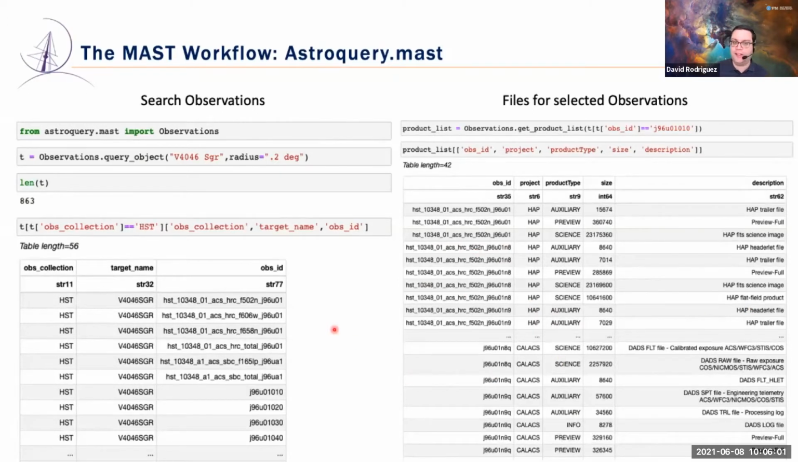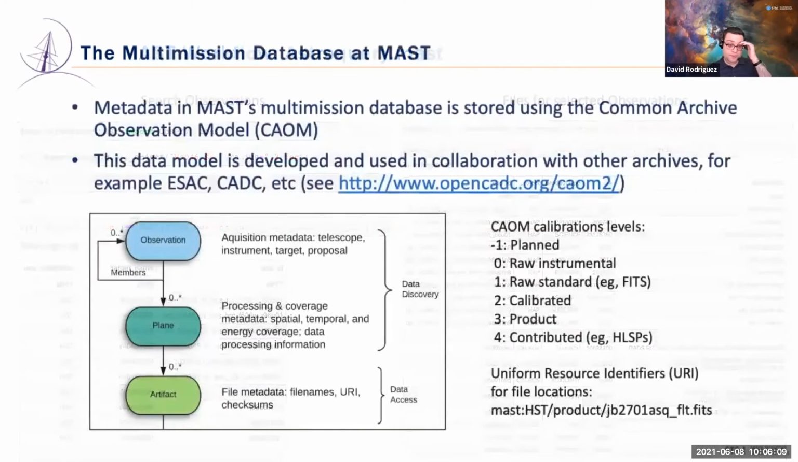So that's a basic workflow, whether you're using the portal or Astroquery.mast. How do we make this happen, right? How do we get all of these observations? How do we get all of these files? Well, the metadata in the MAST multi-mission database is stored with something called the Common Archive Observation Model, CAOM.